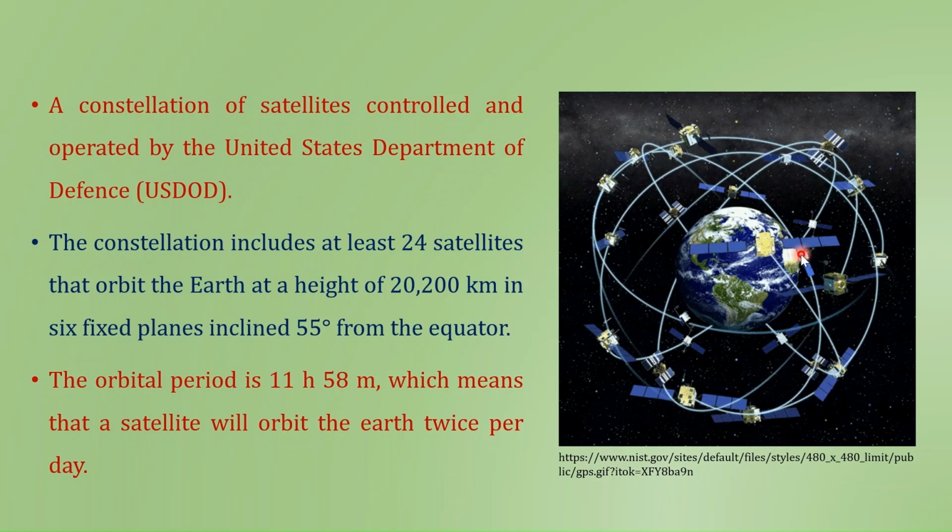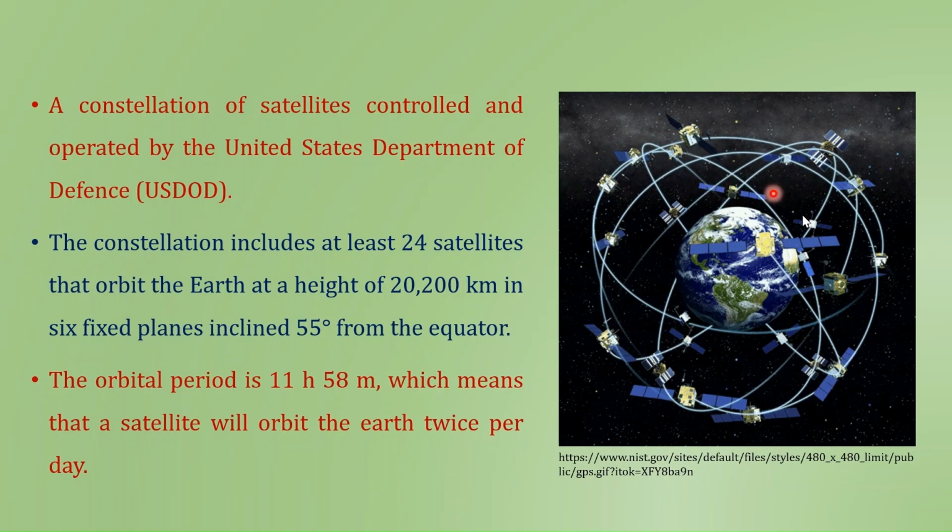This constellation includes at least 24 satellites which orbit around the Earth, and there are a total of 6 fixed planes which are inclined 55 degrees from the equator. The orbital period of each satellite is 11 hours and 58 minutes, which means that a satellite orbits the Earth twice per day.